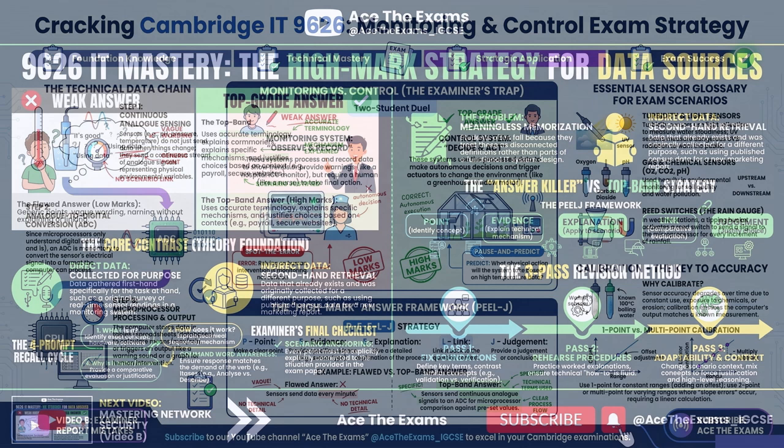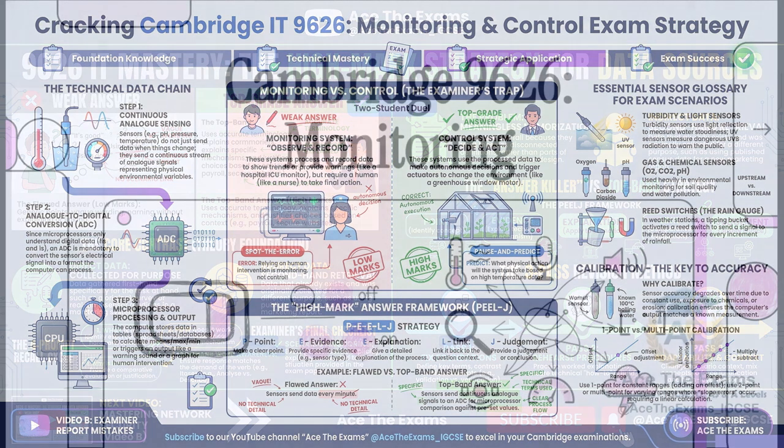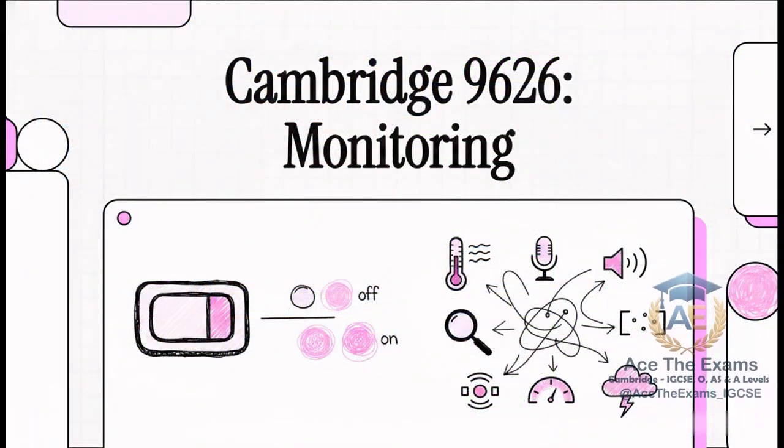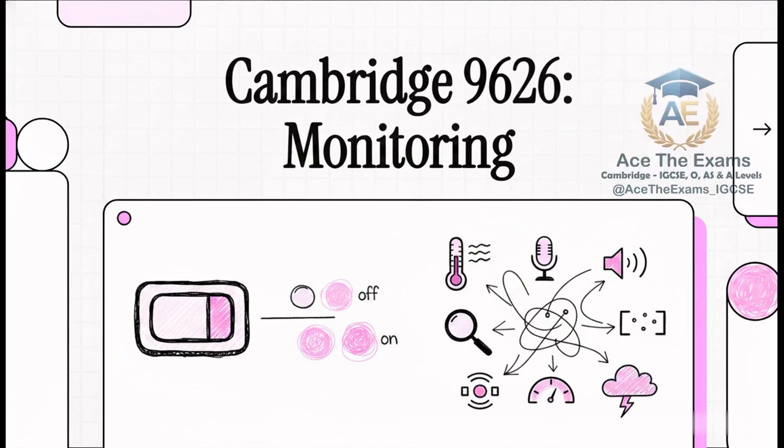Let's cut right to the chase. You are literally bleeding marks in Cambridge Information Technology 9626, and it's probably because you're treating monitoring systems like simple on and off switches. Well, in this explainer, we're going to fix that instantly.